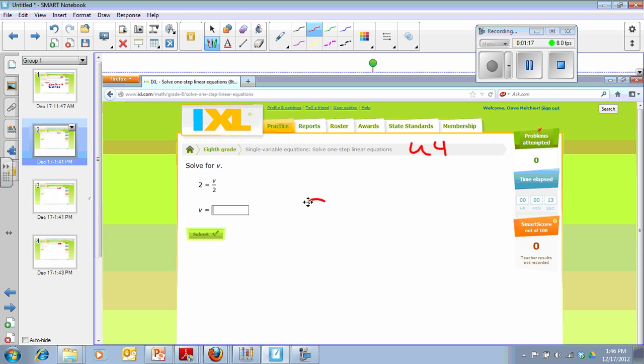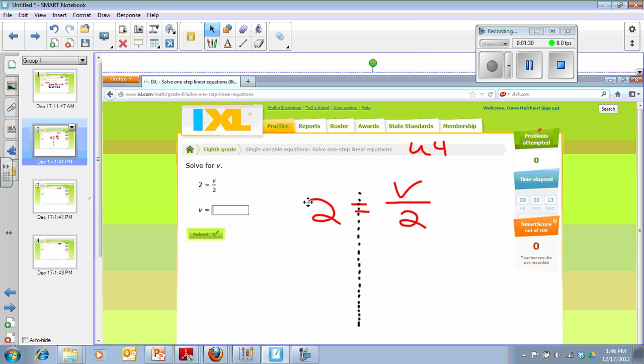Here I have 2 equals some number V divided by 2. And remember, we've been working on this in all the classes, putting a dotted line down here and trying to get the variable all by itself. So I'm not going to change that method. Here I want to get V all by itself, so I'm asking myself, well, how do I get rid of that 2 that's on the bottom? Well, what's the opposite of dividing by 2? I would multiply by 2 on both sides.